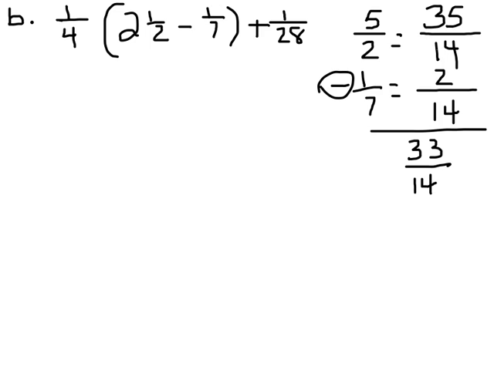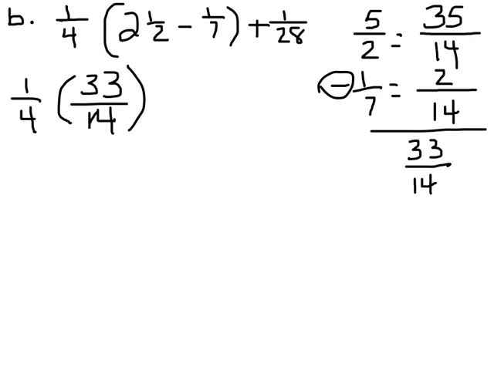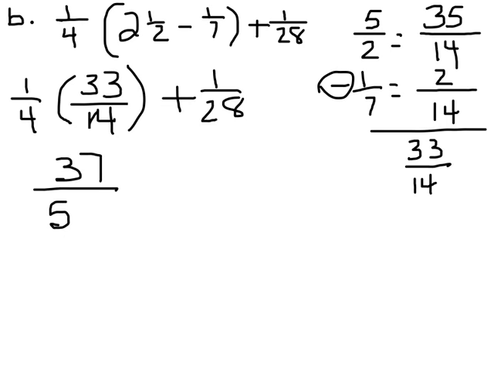33/14. So we've got 1/4 times 33/14. We can't really cross cancel anywhere, so we'll just multiply that out. 1 times 33 is, let's bring this down so we don't forget it, 33, and 14 times 4 is 56.